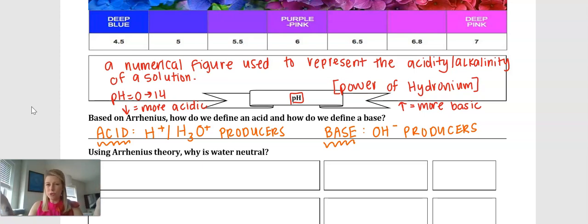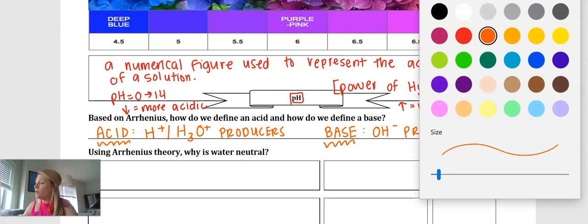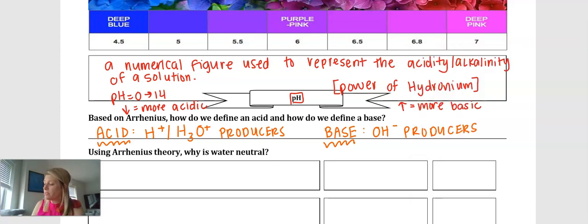What about something that's neutral? The first thing that always comes to mind is water. Water is really a neutral substance. So why is water neutral? Let's think about this in terms of Arrhenius theory. Water's chemical formula is H2O, and if we think about what that would break apart into, H2O breaks apart into H plus and OH minus ions.